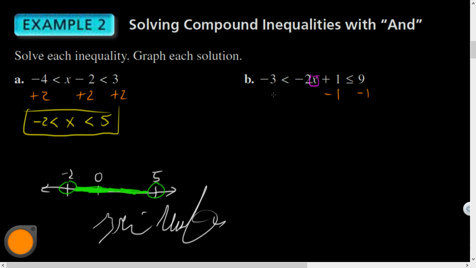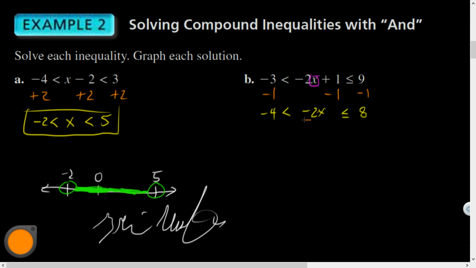Subtract it from all sides. Everybody is getting taxed $1 today, right? That's everybody. Doesn't matter where you are. -3 minus 1 is -4, less than -2x. Oh, these ones canceled out. Is less than or equal to 8. Uh-oh, multi-step. Now what do I do?